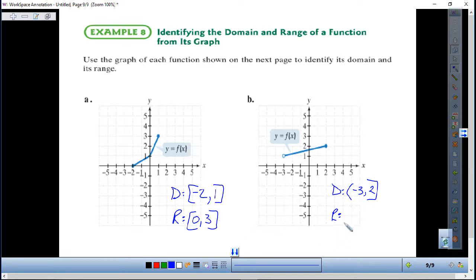All right, what about my range? Smallest value is 1. Largest value is 2, so it doesn't go very far. And what do we know about 1? Is it open or closed? Well, right there, it doesn't actually have the value of 1, so it's going to be parentheses. And here it does have the value of 2, so it's brackets.